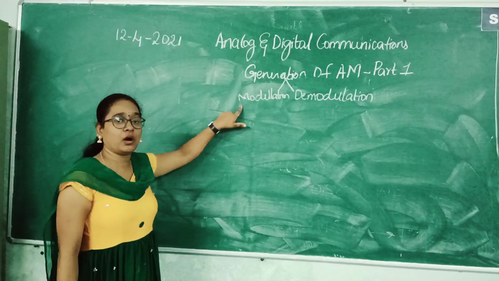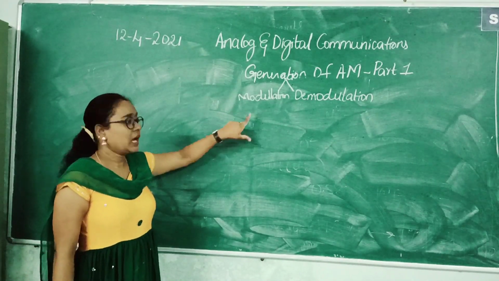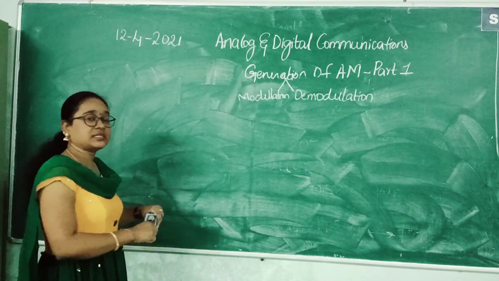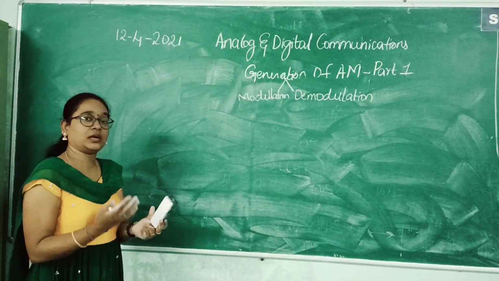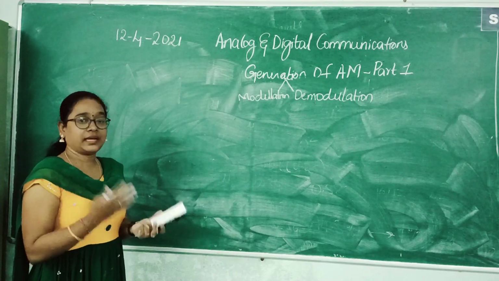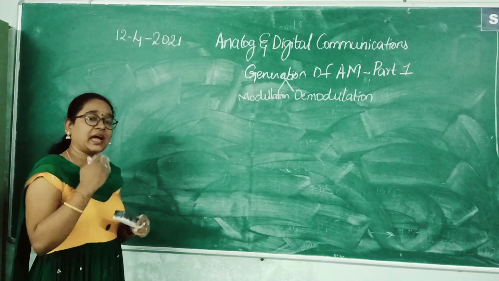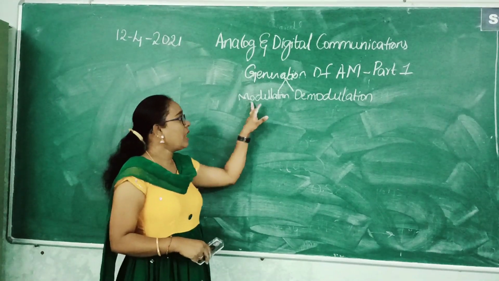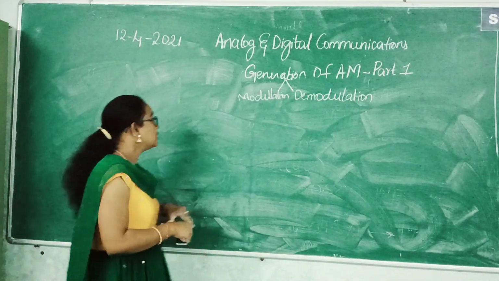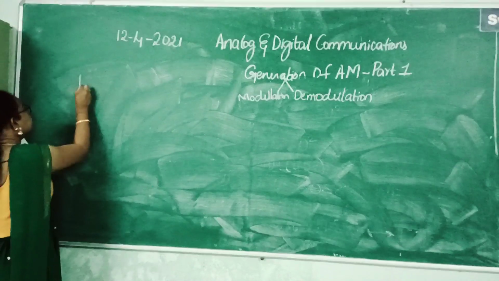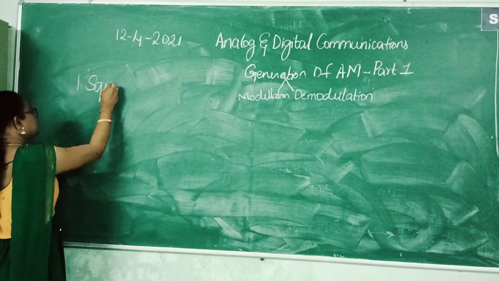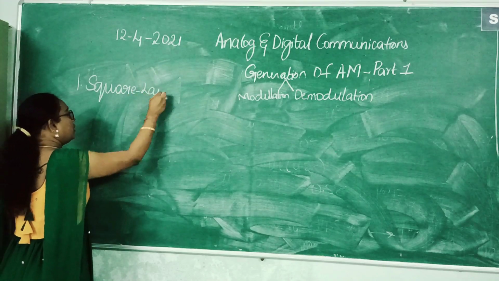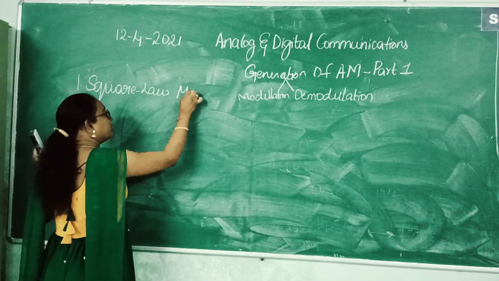Modulation can be performed in one of two methods: switching modulator and square law modulator. That means at low frequencies how our devices like diodes and transistors work, and at high frequencies how they work. Depending on that behavior, we can have this modulation process. So one method is square law modulation.